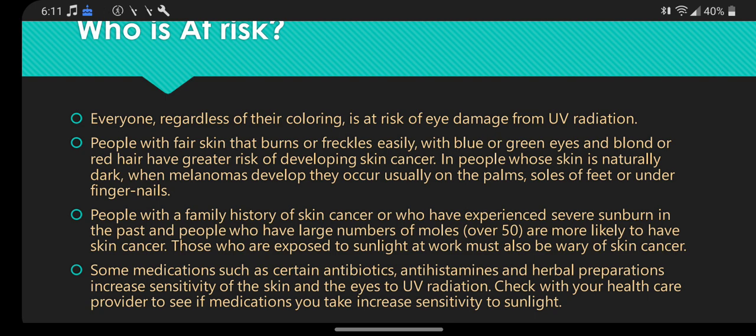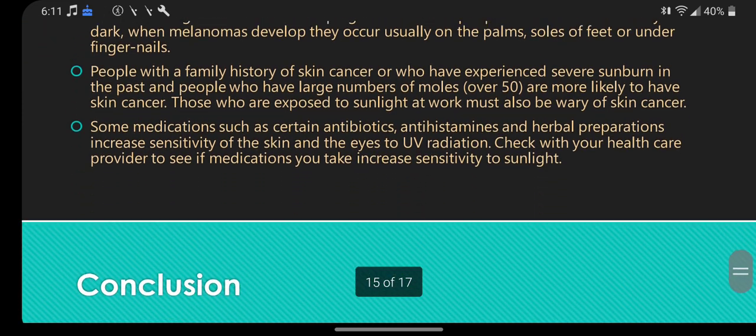Some medications such as certain antibiotics, antihistamines and herbal preparations increase the sensitivity of the skin and the eyes to UV radiation. Check with your healthcare provider to see if medications you take increase sensitivity to sunlight.